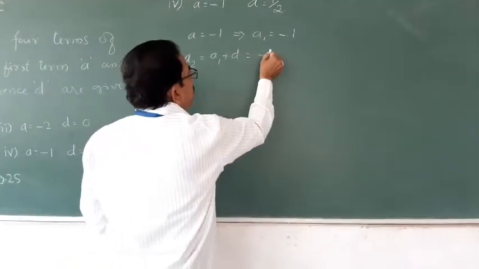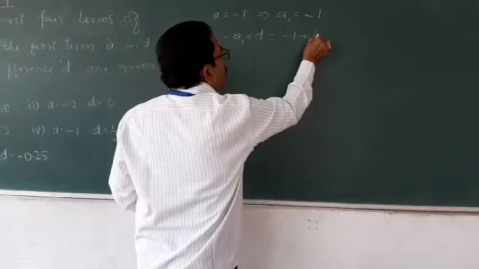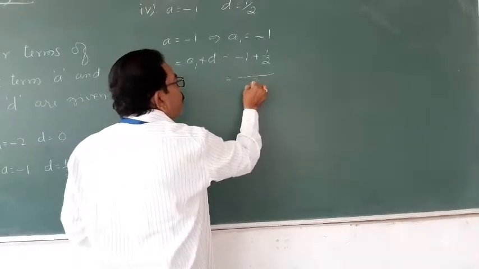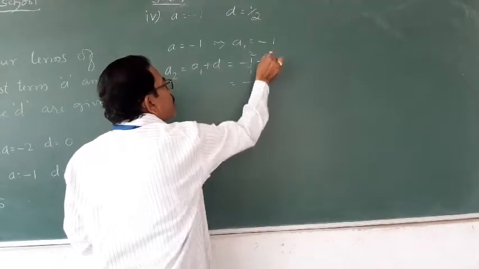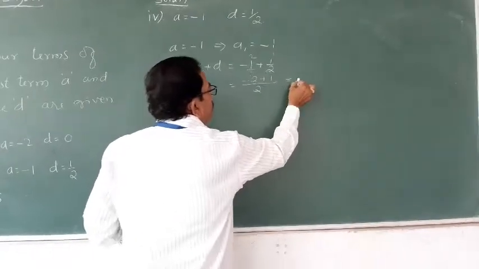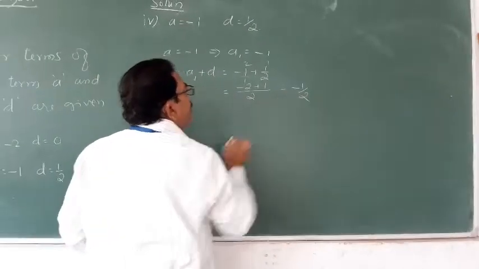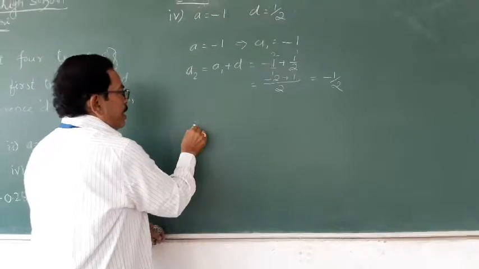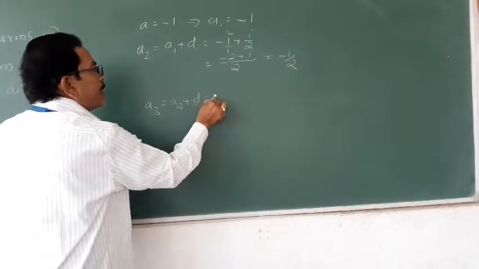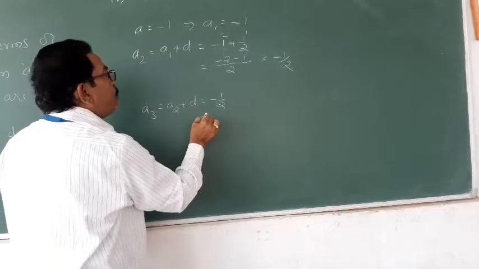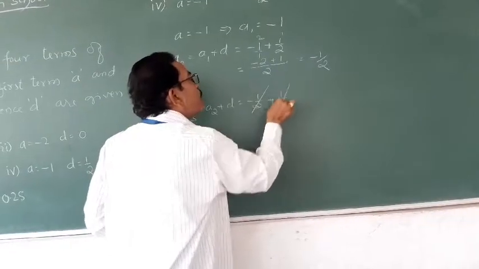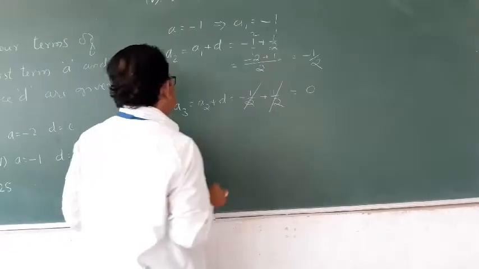A1 is minus 1 plus D, plus 1 by 2. Then the LCM will be 2. 1 twos are 2, 1s are minus 2 plus 1, that equals minus 1 by 2. Then A3 equals A2 plus D, that is minus 1 by 2 plus 1 by 2. Minus 1 by 2 plus 1 by 2, that is 0.